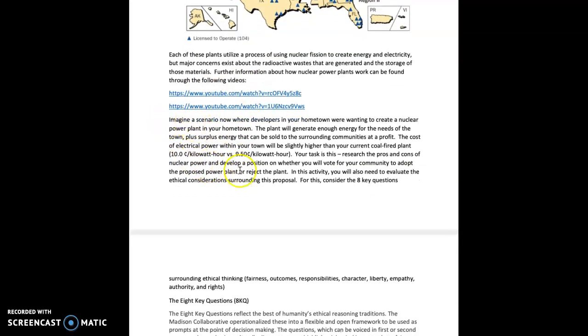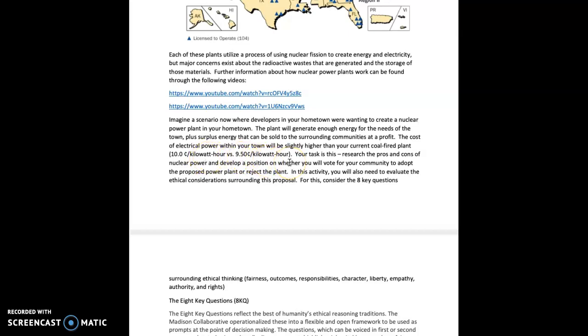So here's a scenario. Developers in your hometown want to create a nuclear power plant. The plant will be owned by the city, and it will generate enough energy for the needs of the town, plus some additional energy that can be sold to the surrounding communities at a profit. Now, the current cost of nuclear power is slightly higher than what we have traditionally here in Indiana, which is coal-fired power. And so I've given a scenario here where it's about half a cent more per kilowatt hour. Not terribly large, but enough that you would notice it in your monthly bill, especially over the course of the year.